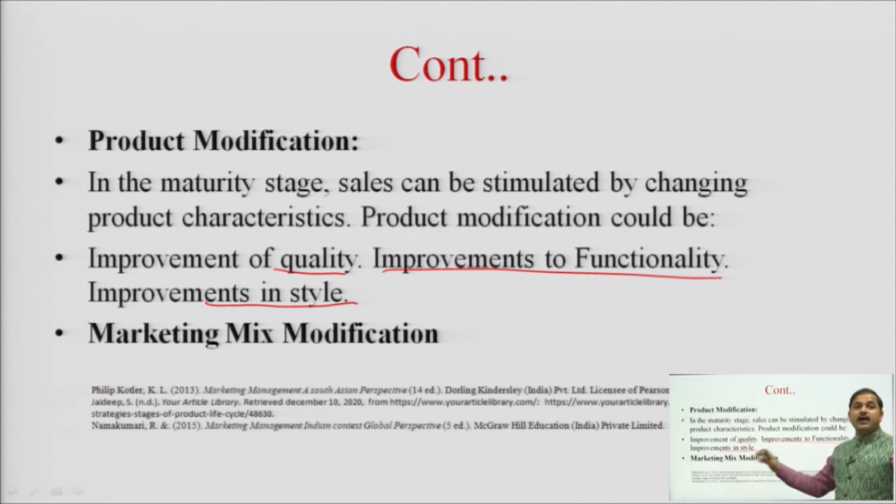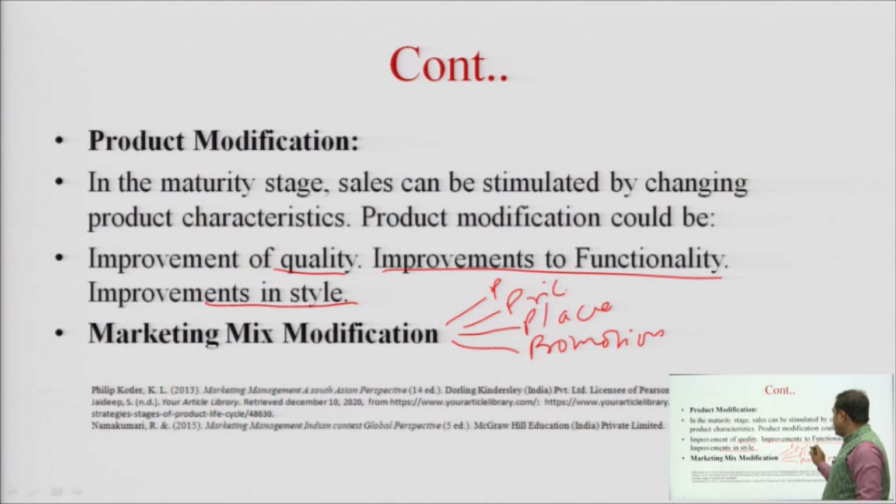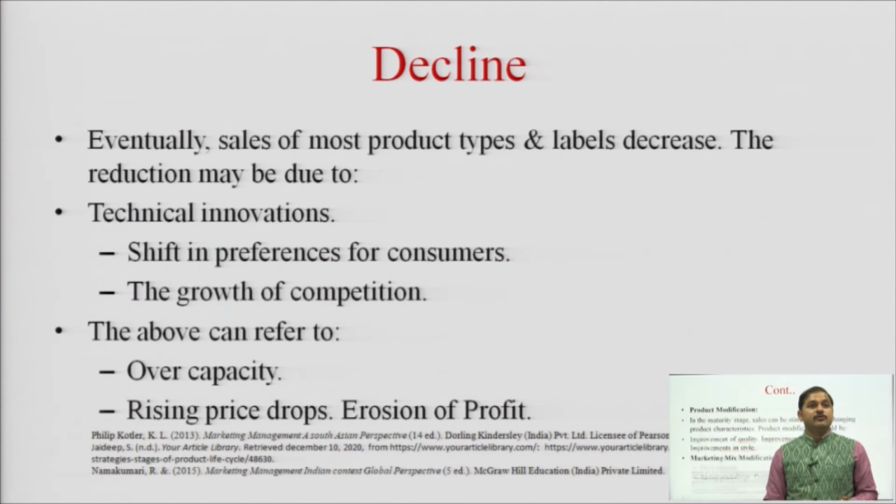The next one is marketing mix modification. Marketing mix includes the product, the price, the place and the promotion. That means I need to modify my complete marketing mix strategies every time if I want to stabilize myself in the market during the maturity phase.